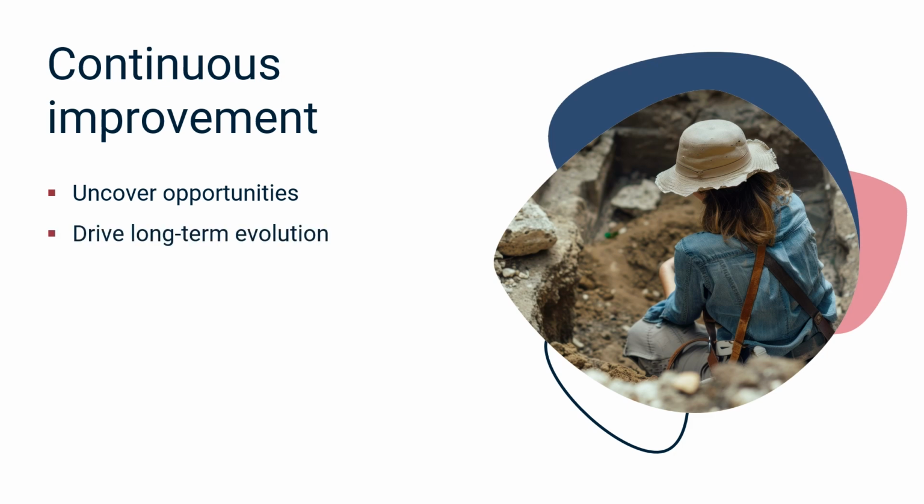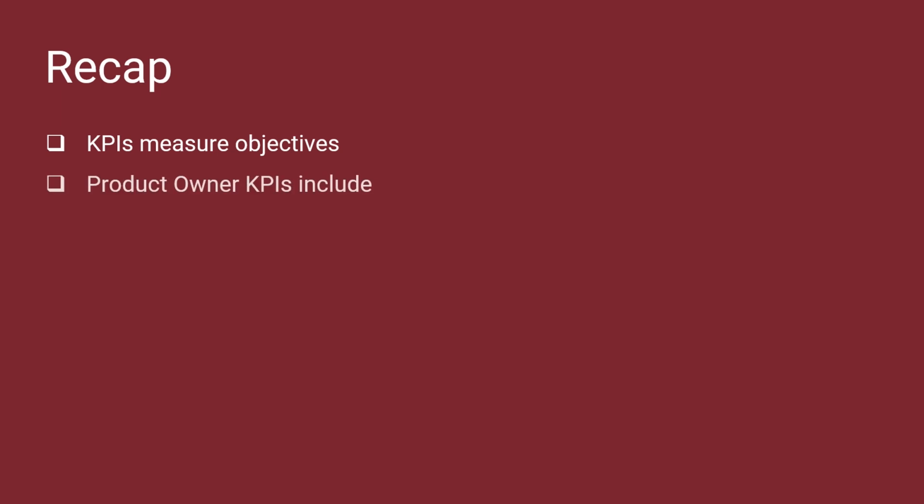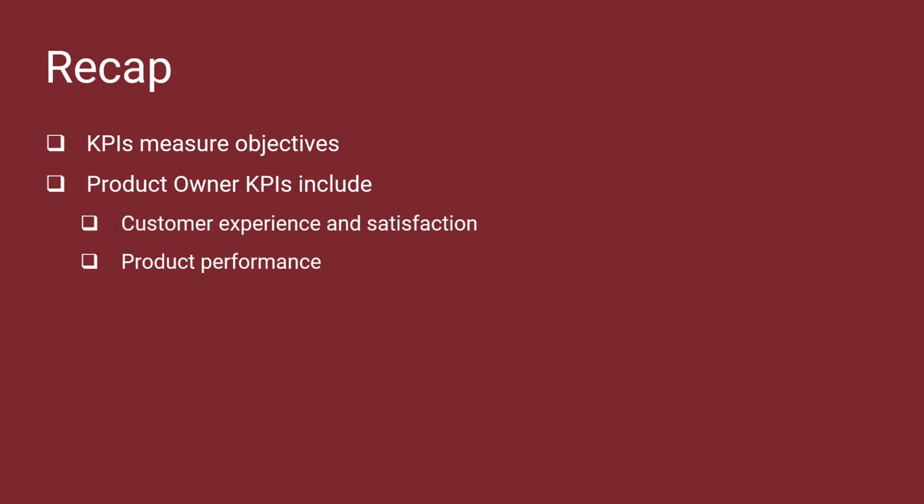By continuously tracking KPIs, product owners can identify issues before they escalate, enabling proactive intervention. They provide motivation by giving teams a sense of purpose and direction, boosting morale and productivity. In this video, you learned that KPIs measure how well the organization, team, or individual meets their objective. A product owner identifies and manages KPIs that measure customer experience and satisfaction, product performance, revenue, and delivery excellence.